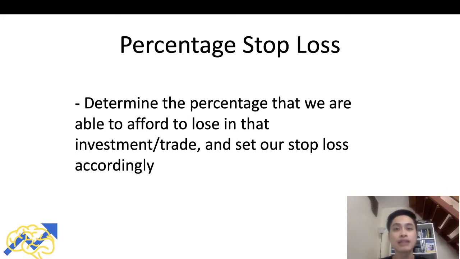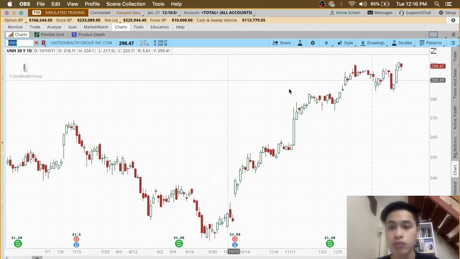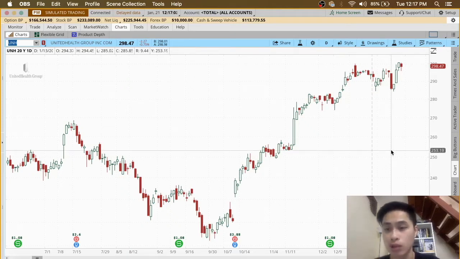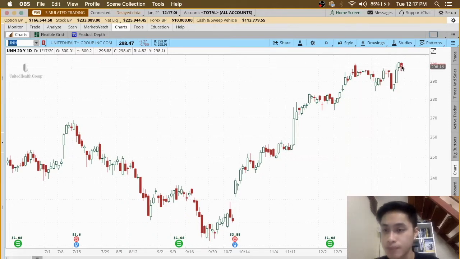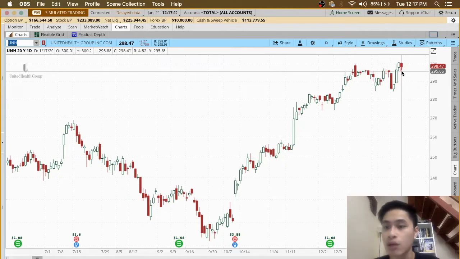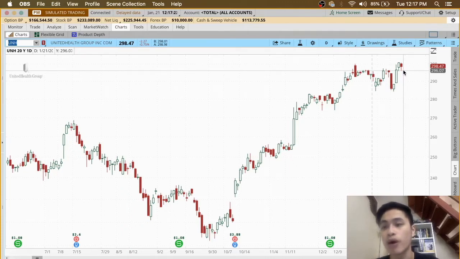So let's take a look at some examples on how to use percentage stop loss. This is the stock for UnitedHealth Group. Let's say we are interested in buying this company and we want to use our percentage stop loss. So how do we set our percentage stop loss? If we are looking to enter at this point here, at this red candlestick, we first want to determine the lowest price of the candlestick. The lowest price is at the bottom of the wick, which will be around 296.07. So that is the lowest price of the candlestick, 296.07.